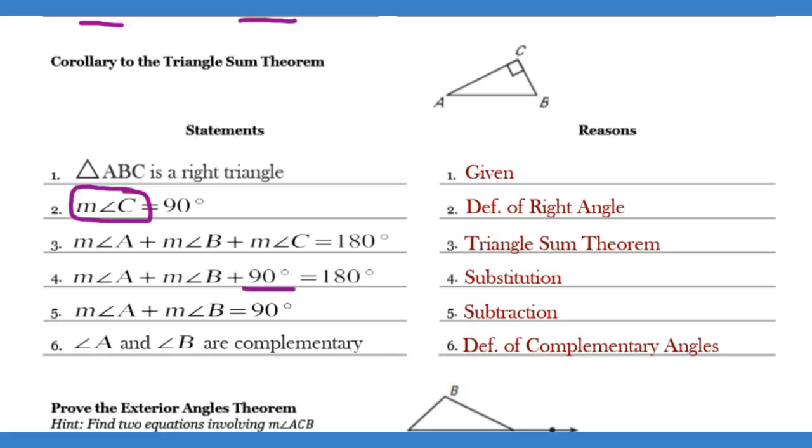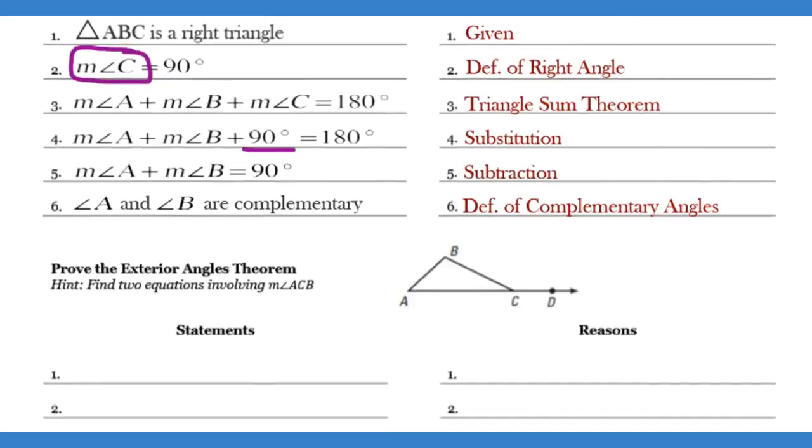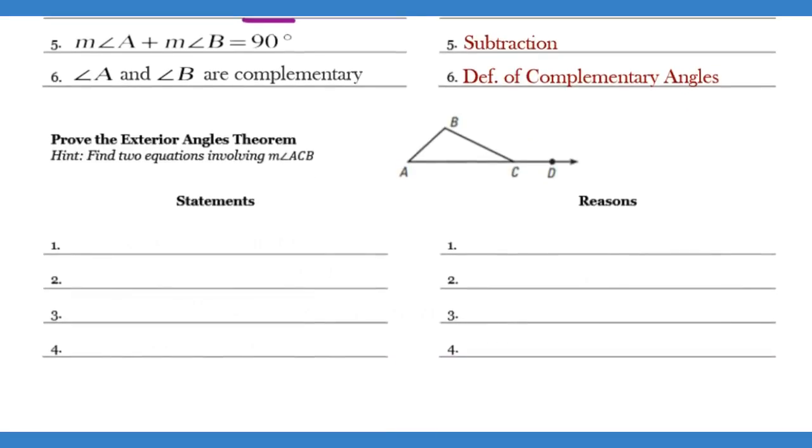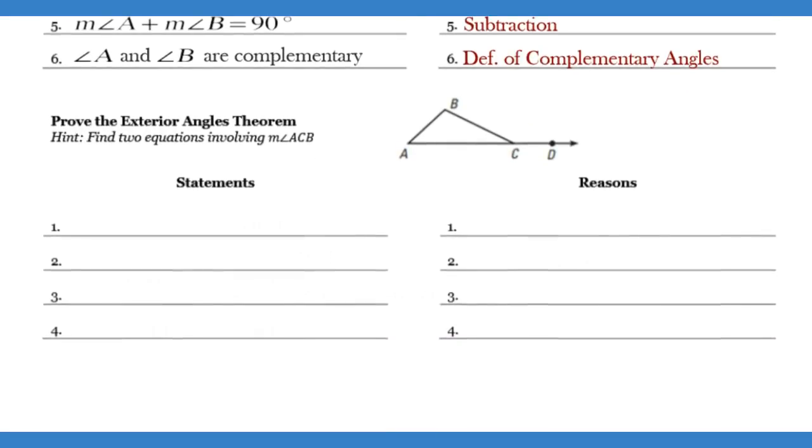All right, last proof. Prove the exterior angle theorem. Now this one is a little bit more difficult, so there's a hint. Find two equations involving the measure of angle ACB. So ACB, this angle right here, is going to be very important in solving this proof.